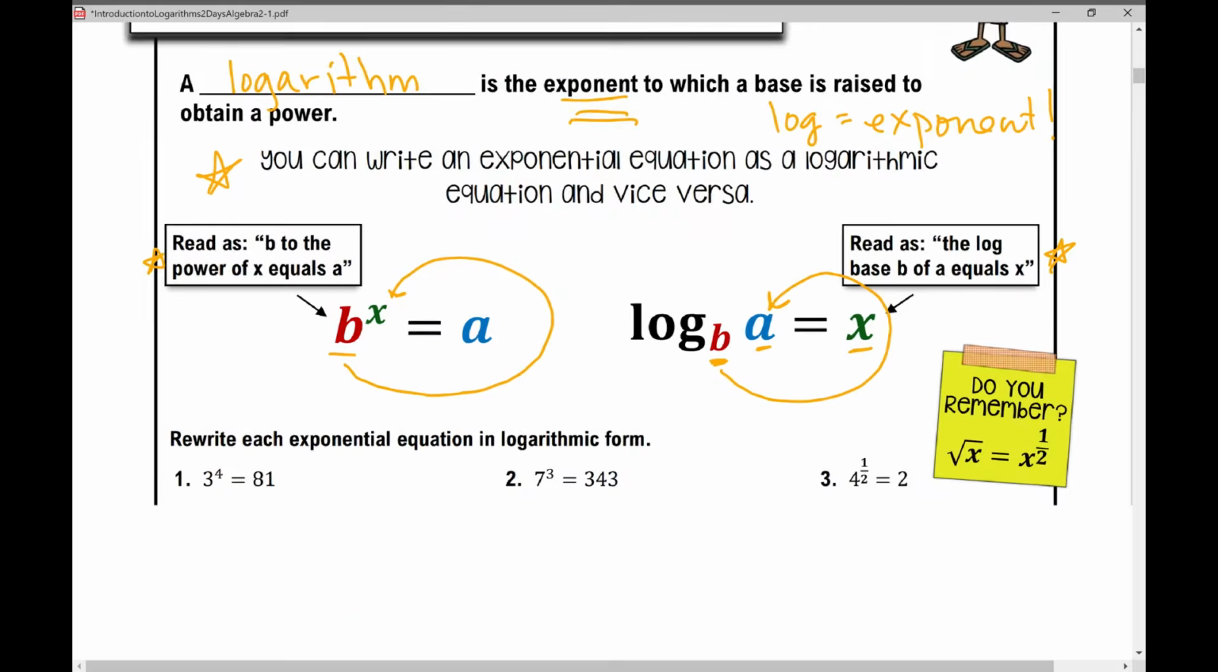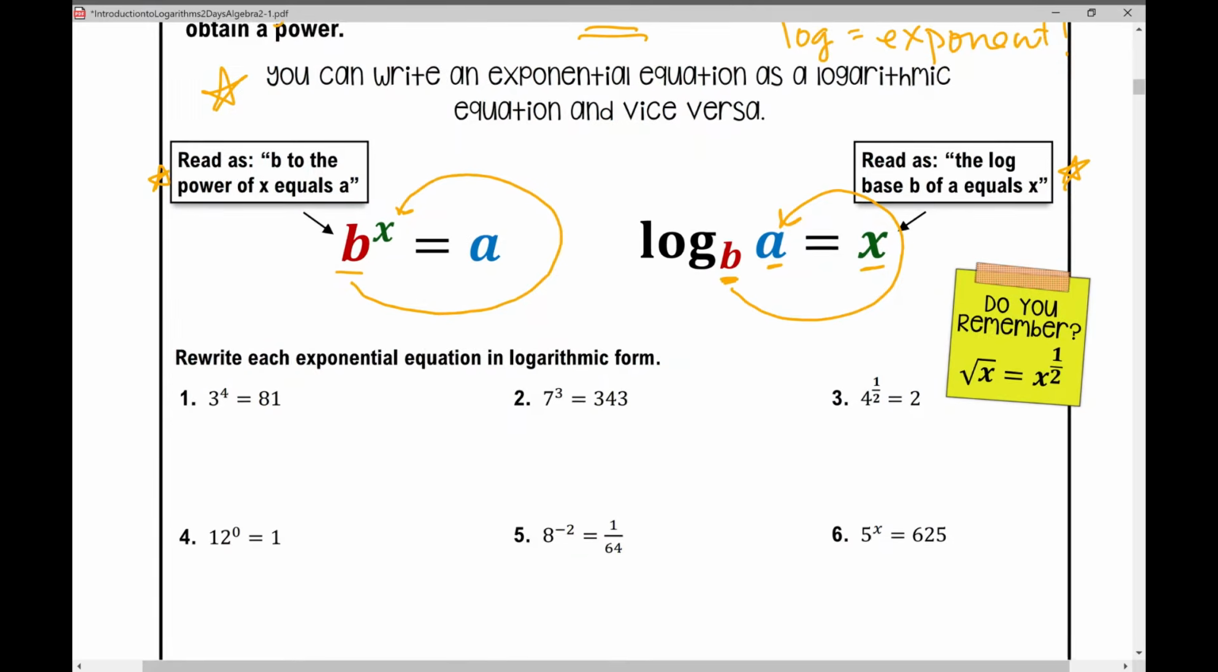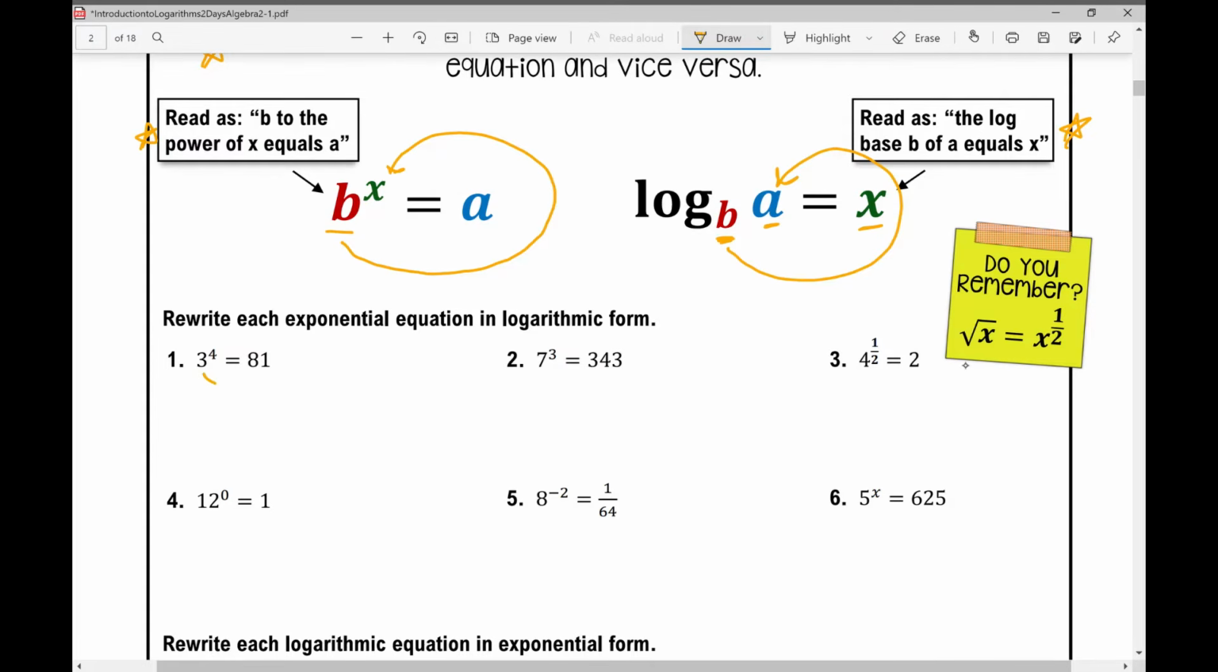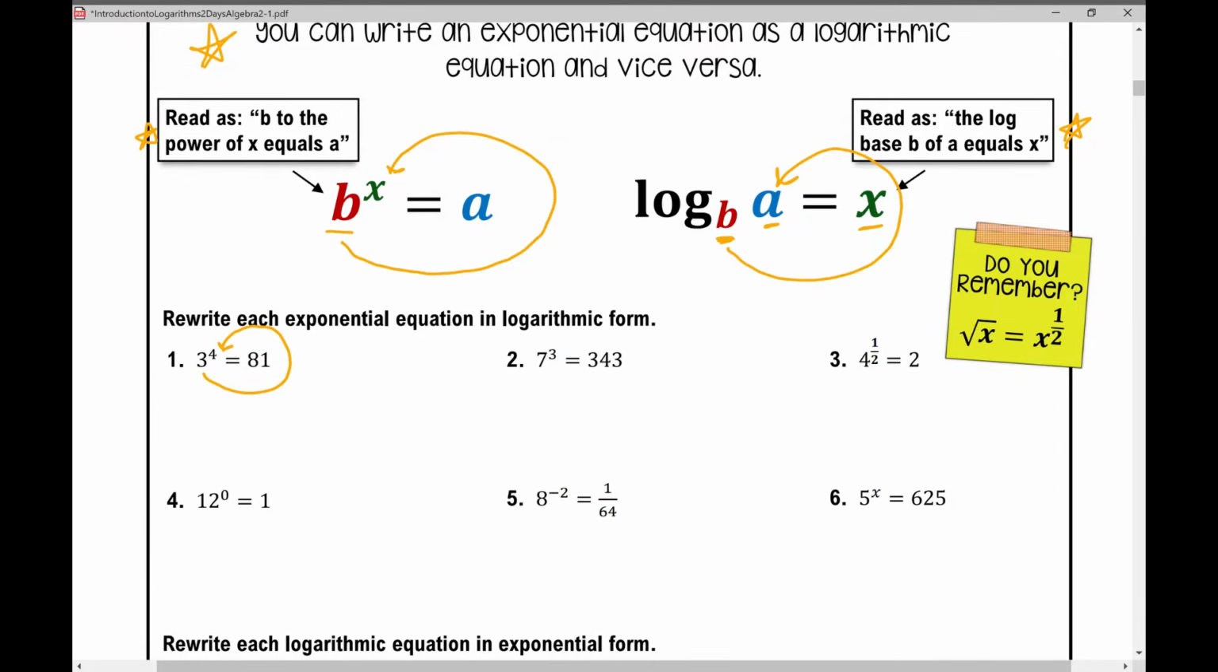So let's do that. In problems 1 through 6, we're going to rewrite each exponential equation in logarithmic form. So I'm going to do my counterclockwise thing, and it's log base 3 of 81 equals 4. So I would write log base 3, that's the subscript, of 81 equals 4. And when I say the log is the exponent, look, log base 3 of 81, what is it? It's 4. That's the exponent right up here.